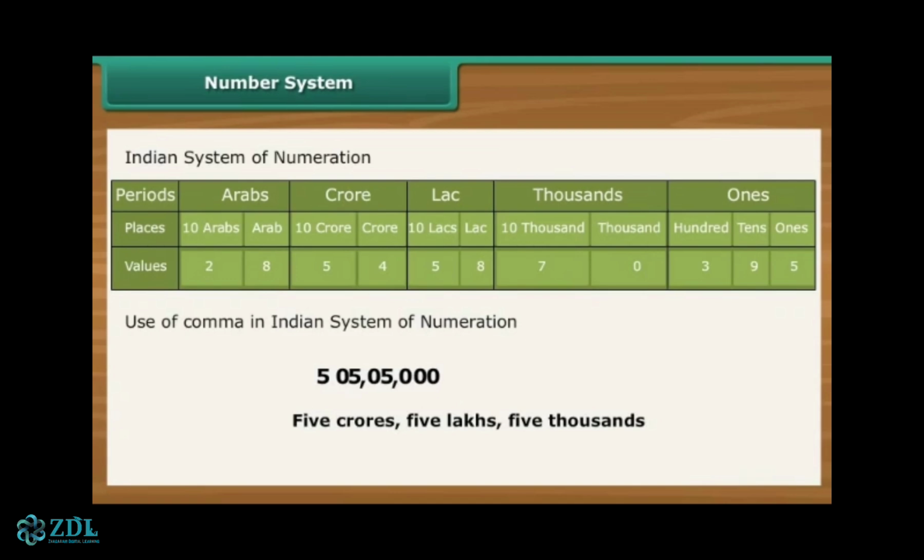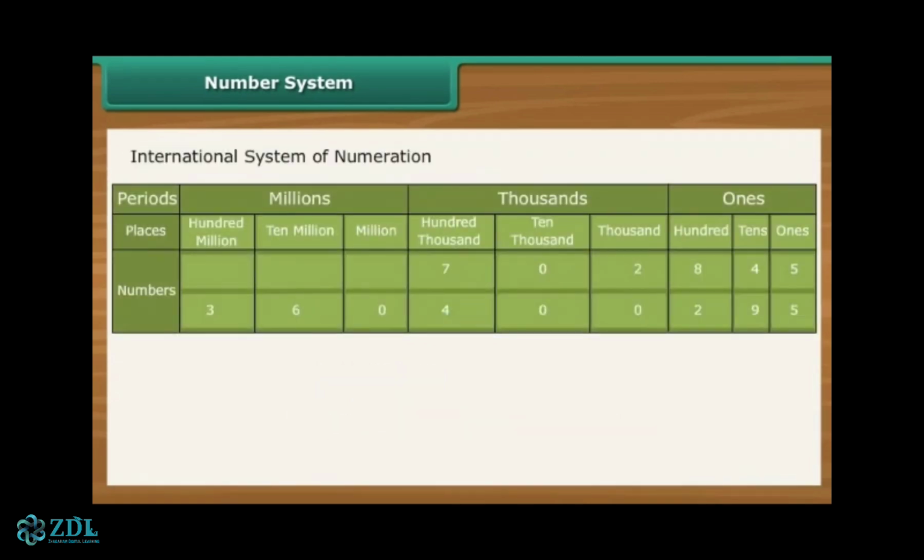The third comma comes after another 2 digits, 7 digits from the right. It comes after 10 lakh. In the international system of numeration, as it is being used, we have ones, tens, hundreds, thousands, and then millions. 1 million is 1,000 thousands.